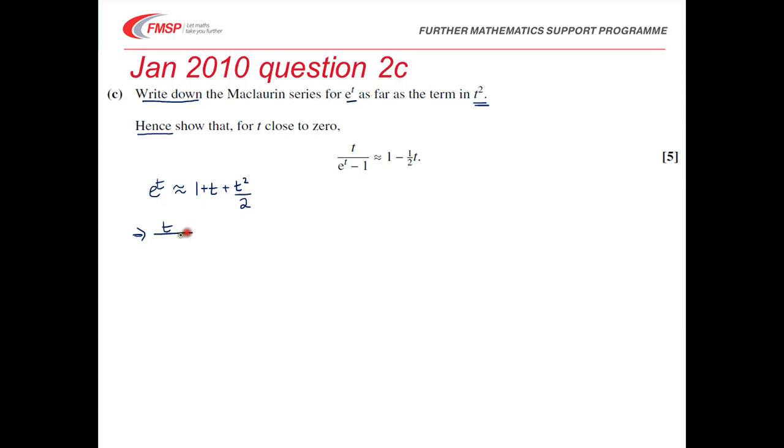We then take the left-hand side of the expression and substitute into it the series that we've just written down. So that's using the previous result as required. We simplify the denominator and then divide numerator and denominator by t.